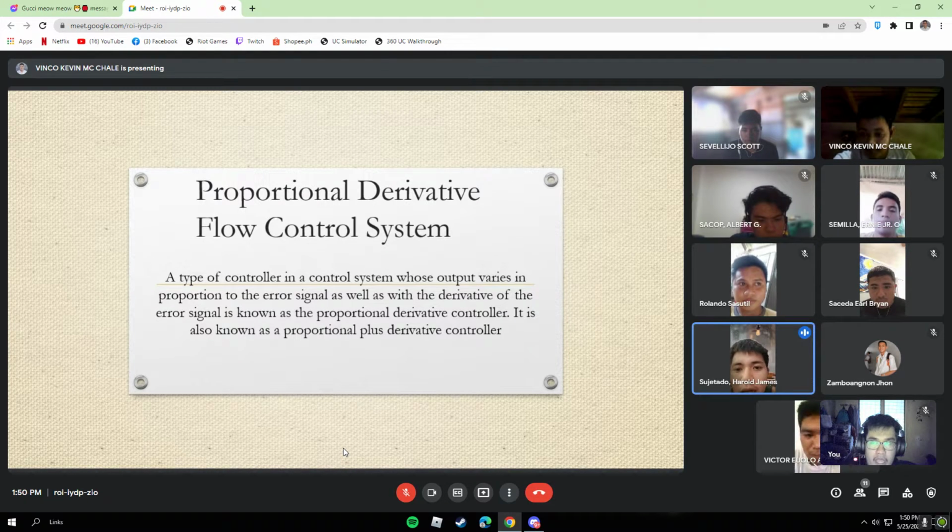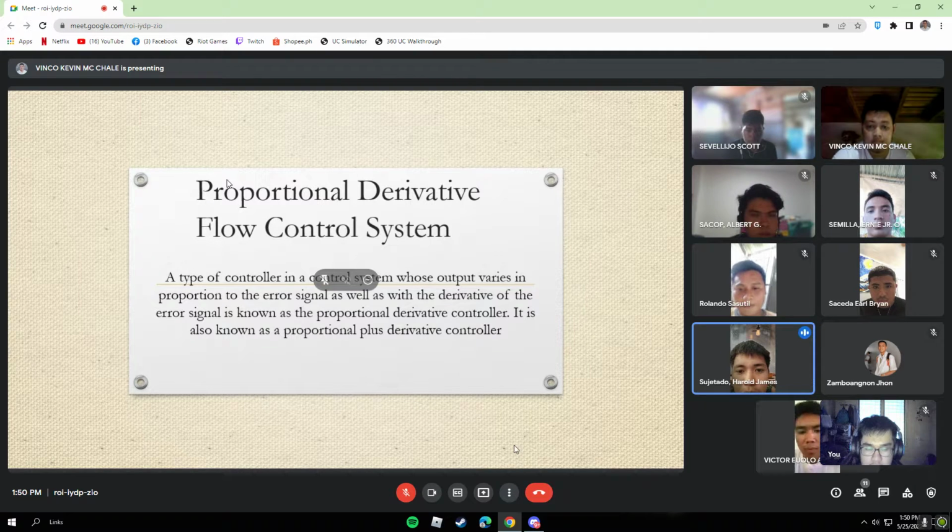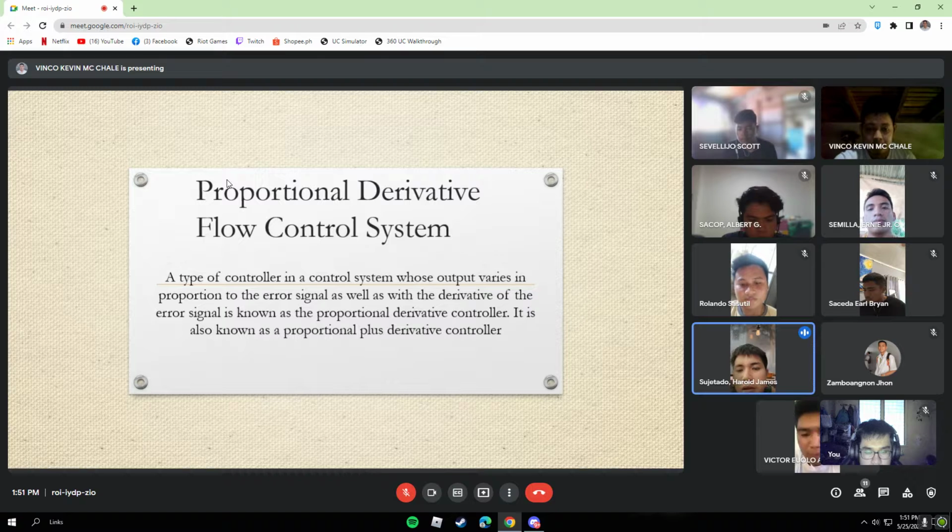A proportional derivative flow control system is a type of controller in a control system whose output varies in proportion to the error signal and the derivative of the error signal, and is known as the proportional derivative controller. It is also known as a proportional plus derivative controller.